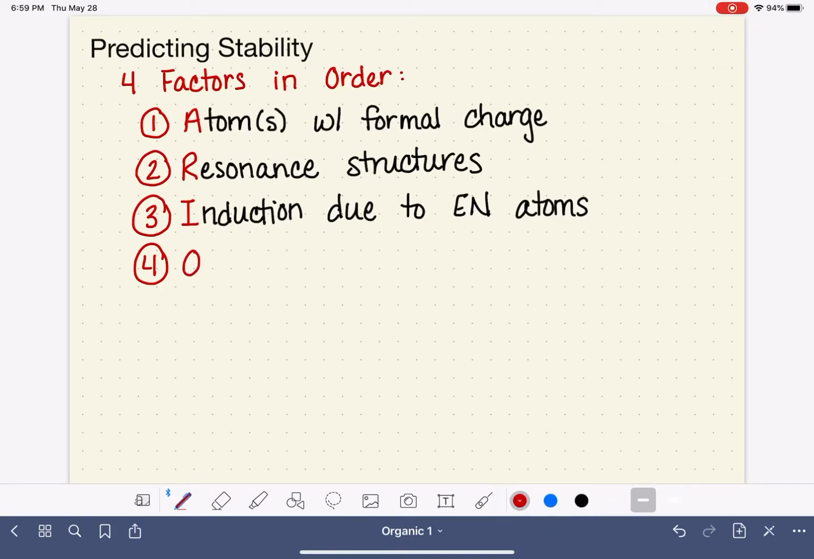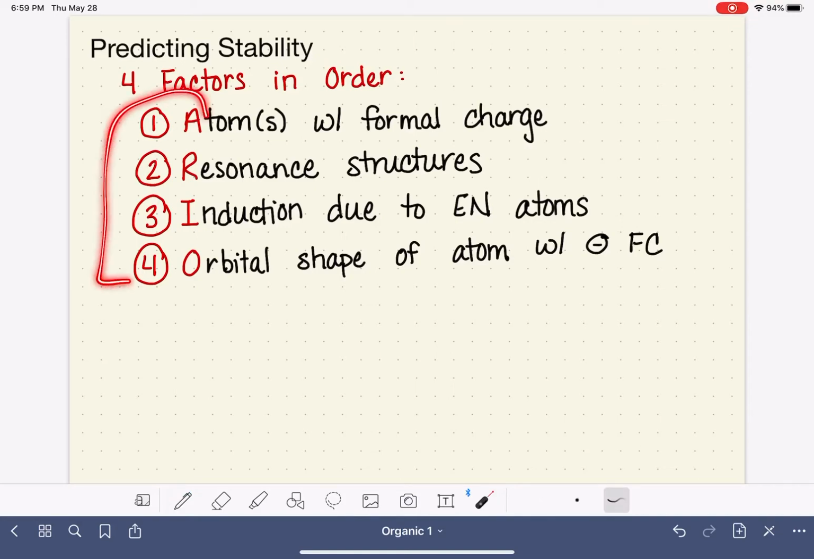And that 4th factor that we will look at when we need to is the orbital shape of an atom with a negative formal charge, assuming that we have one. Now, the reason that I've color-coded this in the way that I have is because we have this mnemonic, this trick, to help us remember these 4 factors in the correct order. ARIO, A-R-I-O, which helps us remember atom with the formal charge, resonance structures, induction, and orbital.